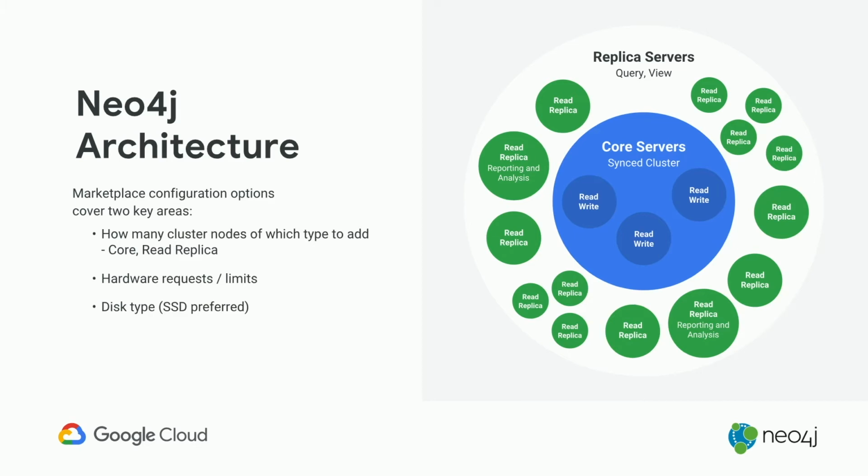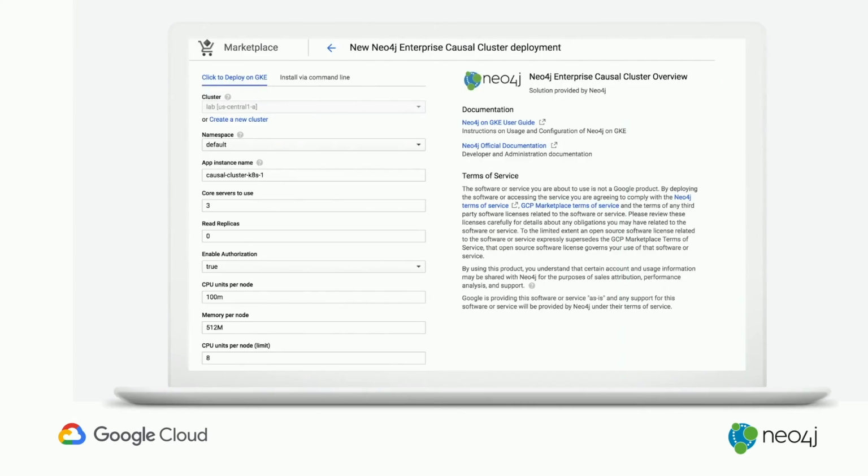Now, when you go and deploy Neo4j on GKE, the marketplace configuration options basically boil down to a couple of simple parameters that you pick. You're going to indicate how many cluster nodes you want of each type, and you're going to specify hardware requests and limits on your Kubernetes cluster for how big it can get, and disk type and disk size, and so on. So here's an example of what that's actually going to look like.